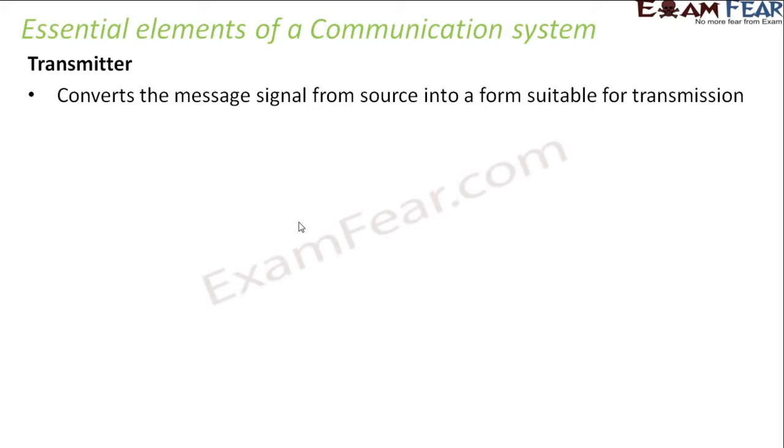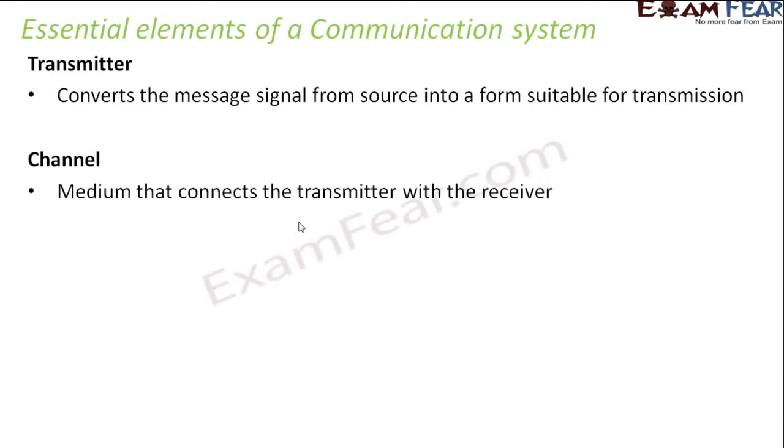Let us look at the next one, that is the channel. So what does a channel do? It is nothing but a medium that connects the transmitter with the receiver. Transmitter's job is to convert the signal into a suitable form and then send it. Receiver's job is to receive that signal. So there has to be something which will actually help the signal to move from the transmitter to the receiver. And that is why we have a channel, like how we had the train.